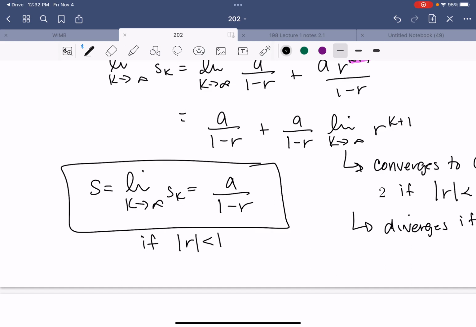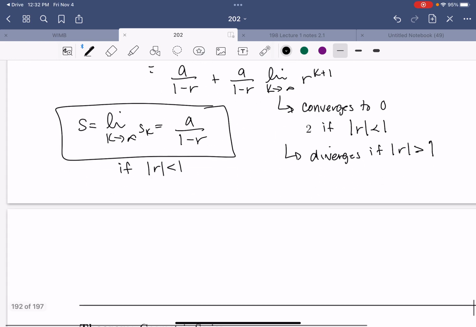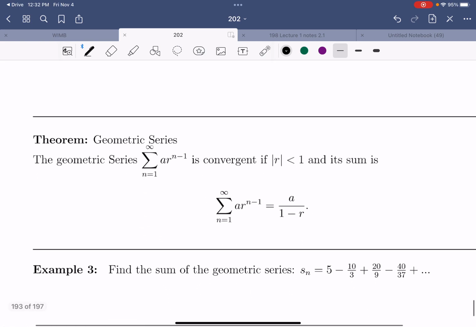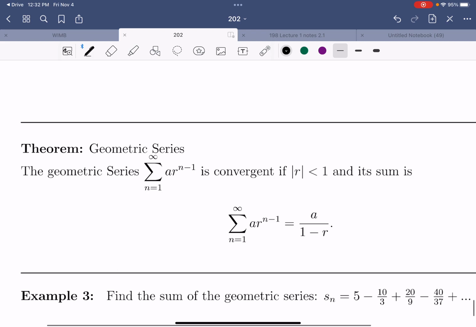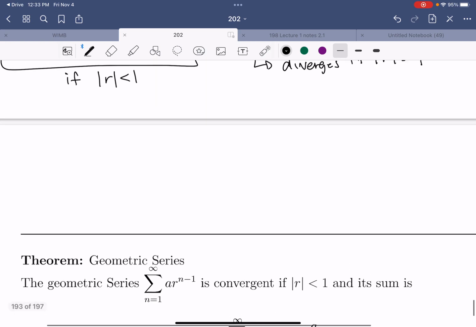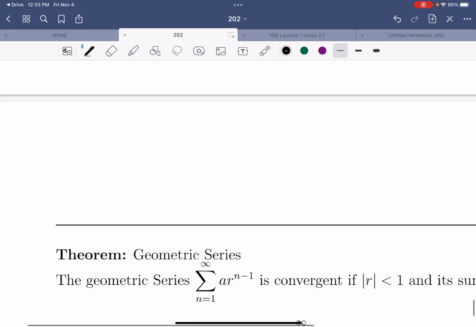Okay, so that's what we know about geometric sequences. Or sorry, geometric series. And here's that statement. So the resulting statement becomes that the series of a times r to the n minus 1 is convergent if the absolute value of r is less than 1, and then its sum looks like this. Now, if you're asking me, is that consistent with what we did in the example above? The answer here is yes.